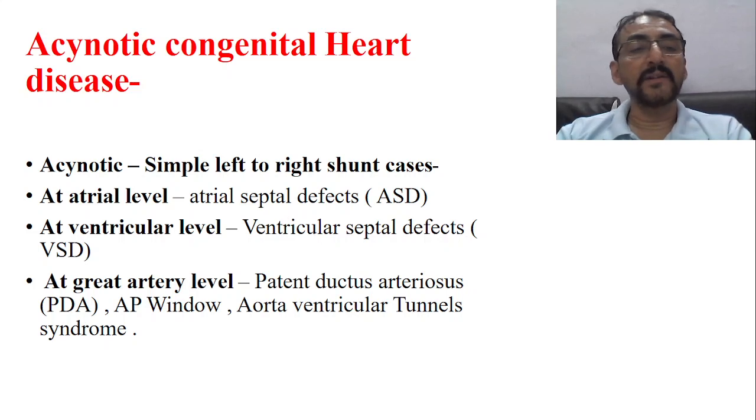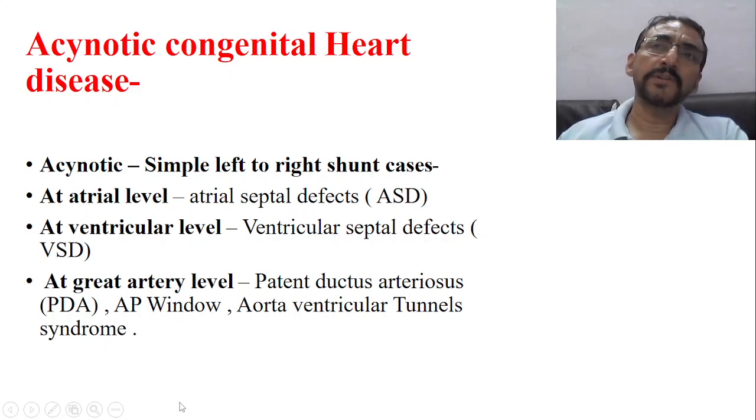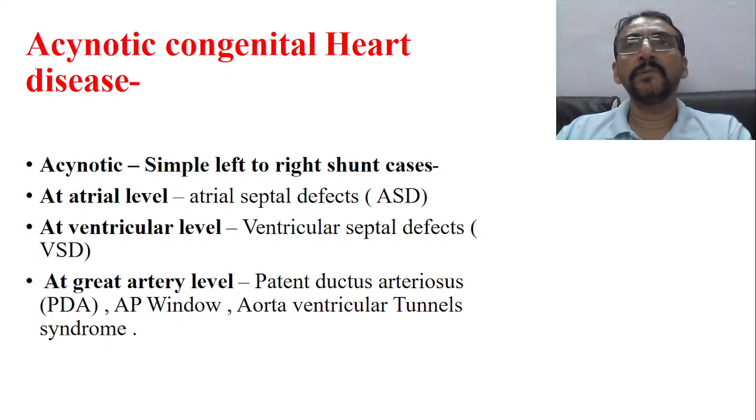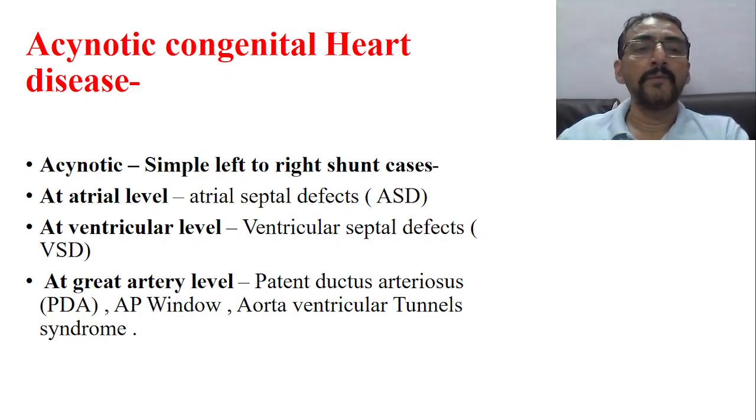So at patent ductus arteriosus, PDA, or sometimes aorta pulmonary window or aorta ventricular tunnel syndrome. That means this particular defect can occur at different levels in terms of great vessels. So VSD, ASD, and PDA: these are the three important names that you should not forget whenever you talk about acyanotic congenital heart disease. And PDA, how to differentiate, we have seen in the last class.